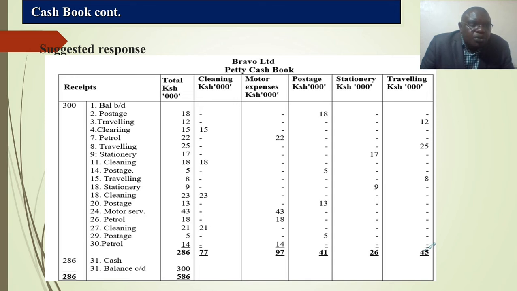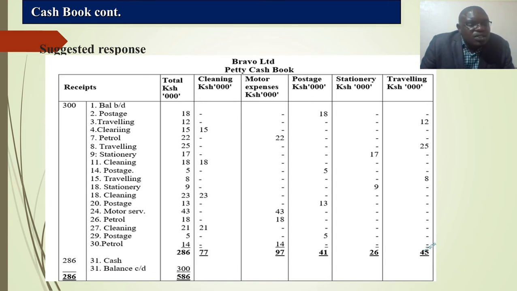Then 29th, postage, you go to the postage column, record 5,000, bring the total back to the total column, record 5,000. Lastly, on 30th, petrol, 14,000. So you go to motor expenses, you record 14,000. Then you bring the total back to the total column, you record 14,000.